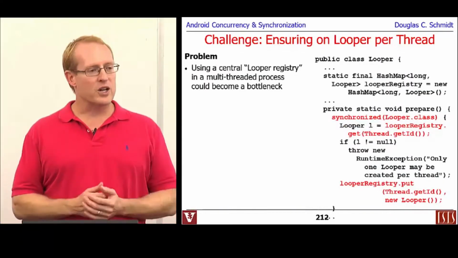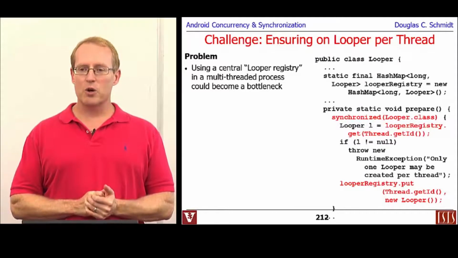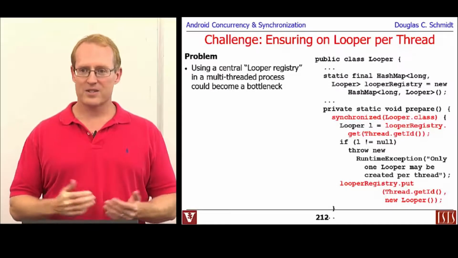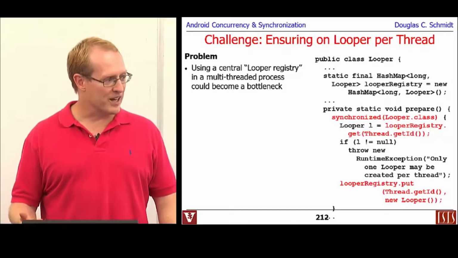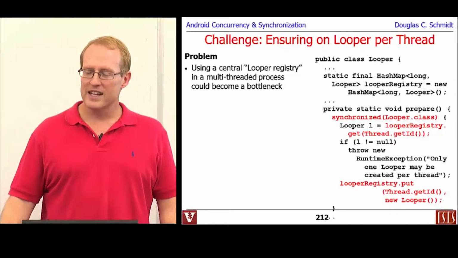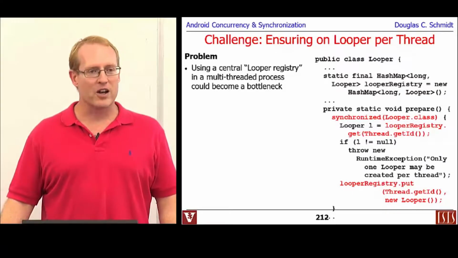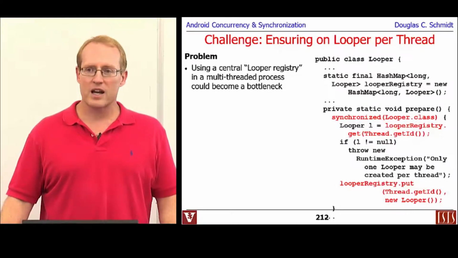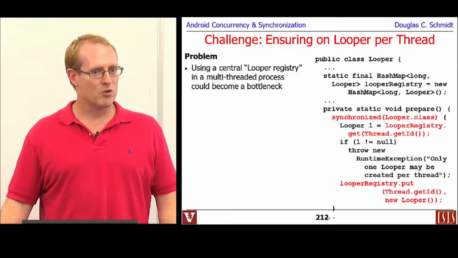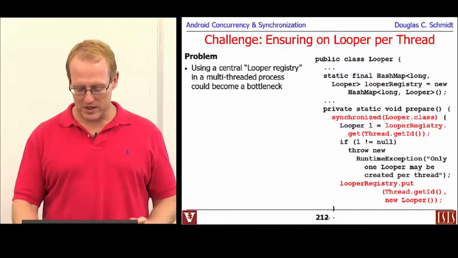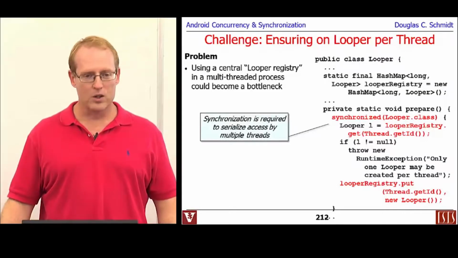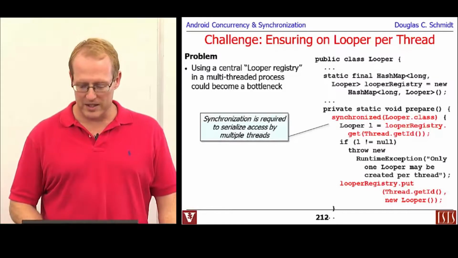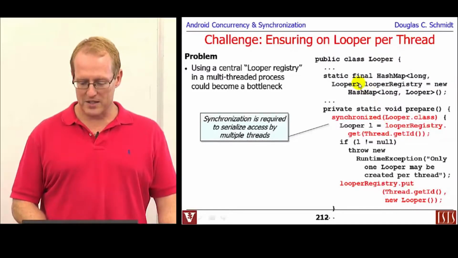So it's an interesting question. How might you go about ensuring that there's only one looper per thread? It's certainly a worthwhile design exercise to think about briefly. And if you think about it for very long, your first temptation might be to try to design some kind of looper registry. So as I show in this example here, we have a looper registry, which is a static hash map that's nestled inside of our looper class.